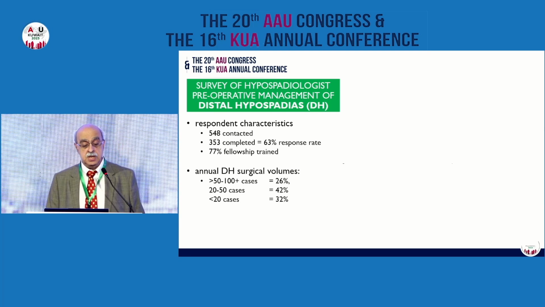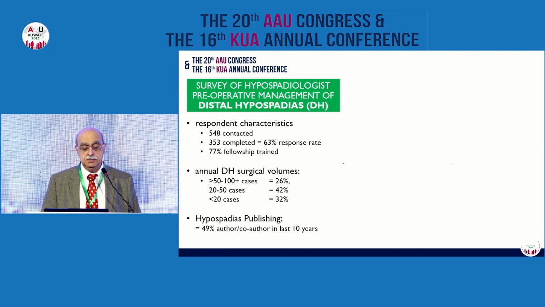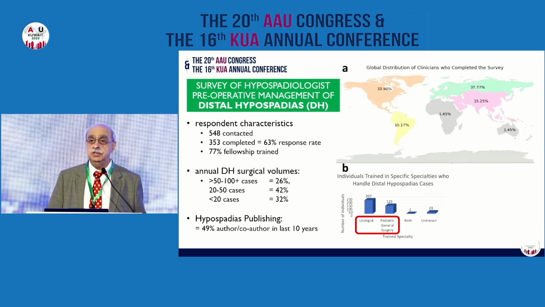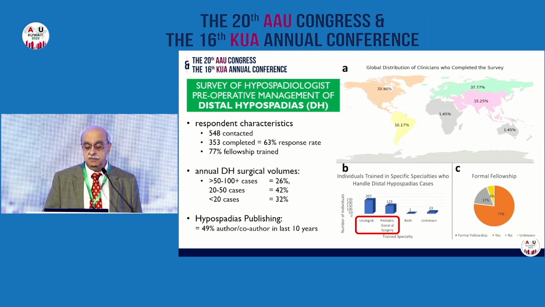77% were fellowship trained. About two-thirds, as you can see, operated on a reasonable or high number of distal hypospadias cases annually. Half of the respondents had published on the subject of hypospadias in the last 10 years, and this just shows you the global distribution of the respondents, that most of them were fellowship trained, either in pediatric general surgery or in urology.